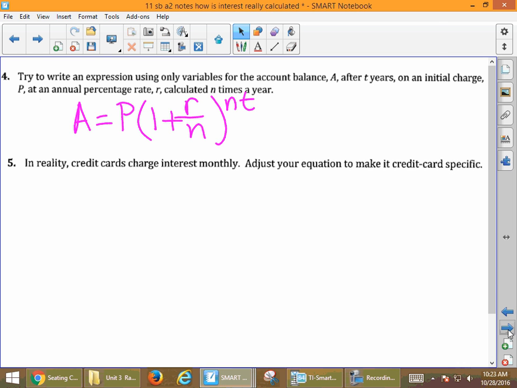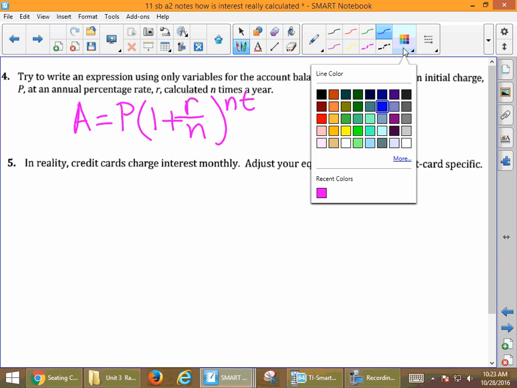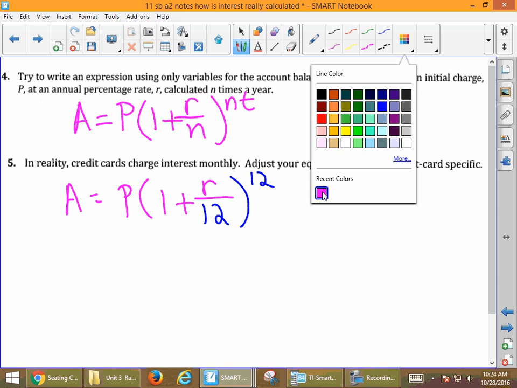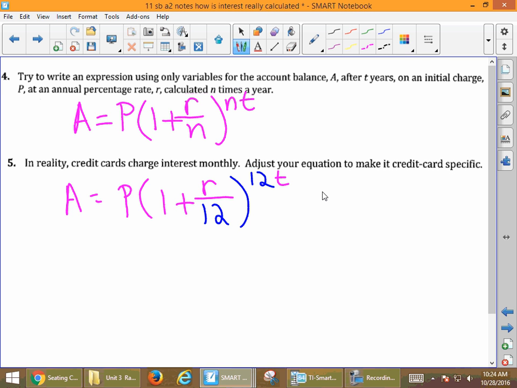So if we go back to this formula here, the principal's not going to change. Our rate's not going to change. But what is going to change here is that this is going to be 12. And this is going to be 12, when the credit card charges. So if you happen to have a credit card right now, there's your formula.